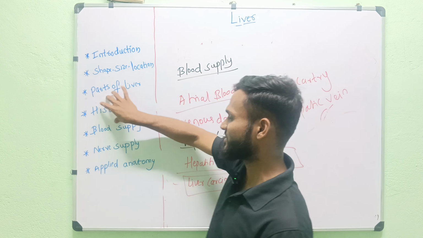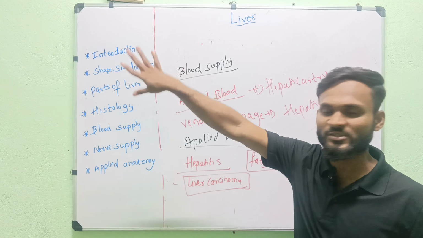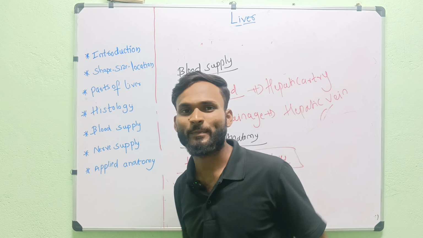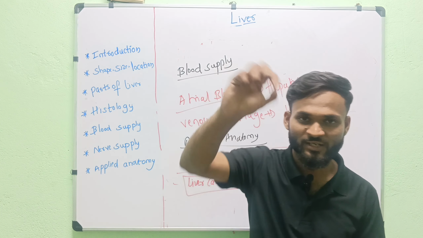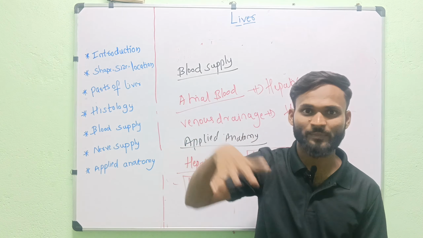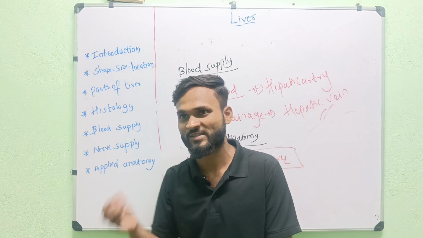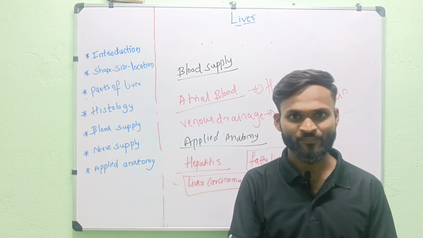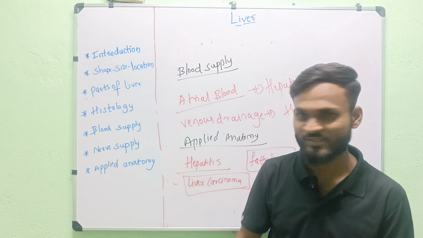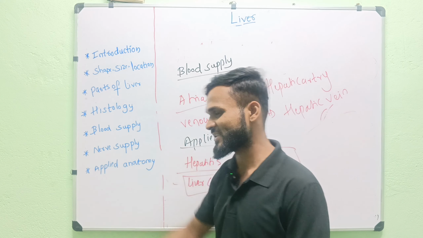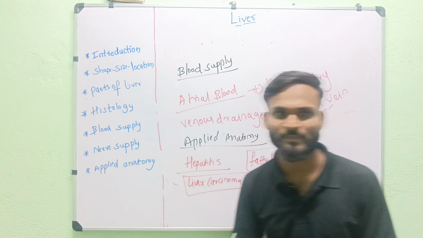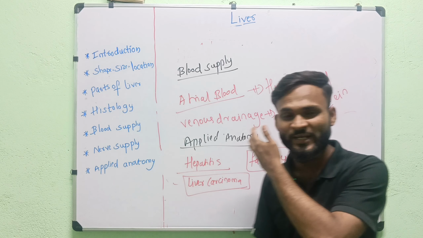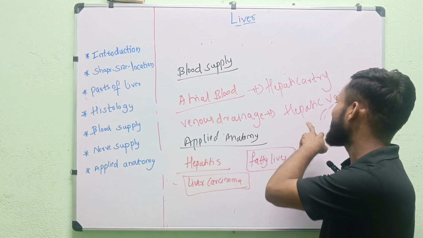Next we discussed histology, and in detail the hepatic lobule, which is the structural and functional unit of your liver. In the hepatic lobule, we discussed the central vein, hepatocytes, sinusoids, Kupffer cells, and porta hepatis. Then we discussed the blood supply: arterial supply by the hepatic artery, and venous drainage by the hepatic vein.